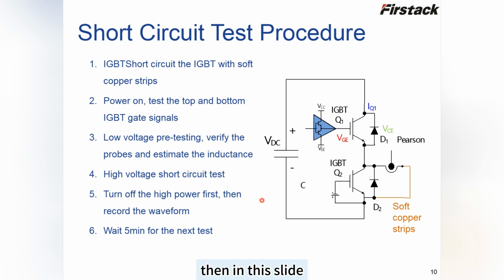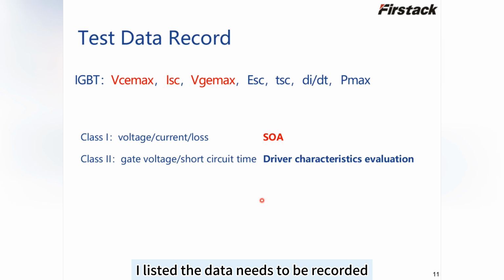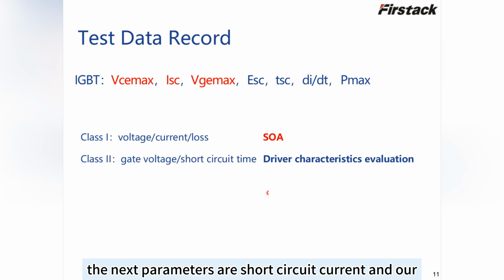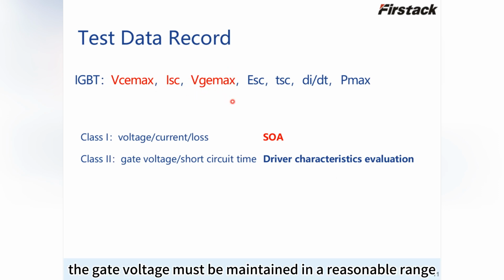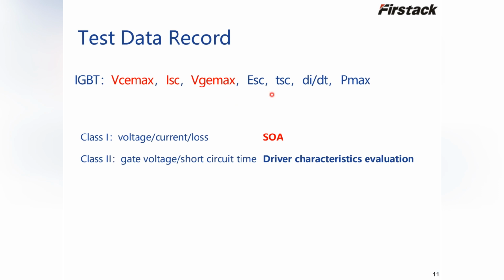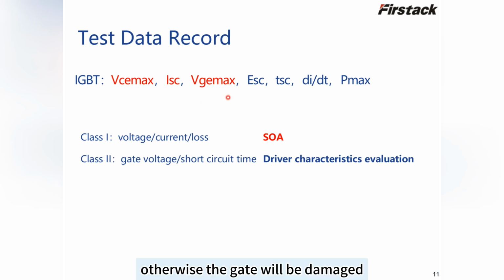Then in this slide, I listed the data that needs to be recorded during the test. The first parameter is the maximum collector emitter voltage, which cannot exceed the threshold of the module. The next parameters are the short circuit current and our maximum gate voltage. Same as in the double pulse test, the gate voltage must be maintained in a reasonable range. Otherwise, the gate will be damaged.